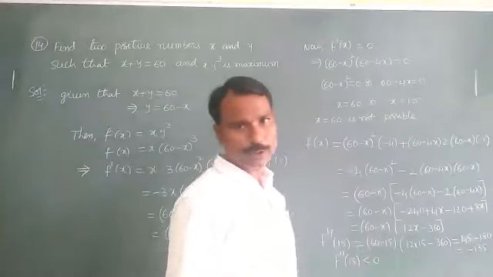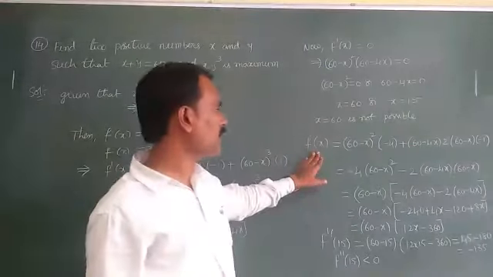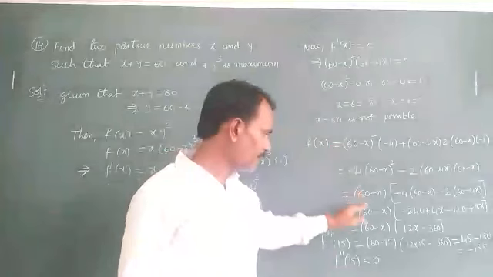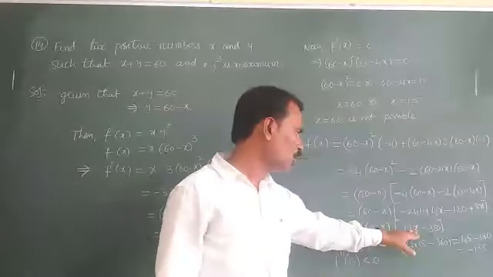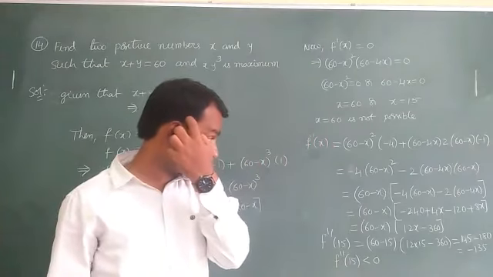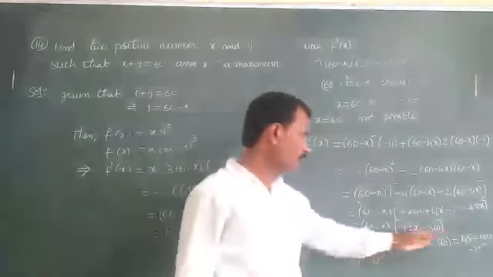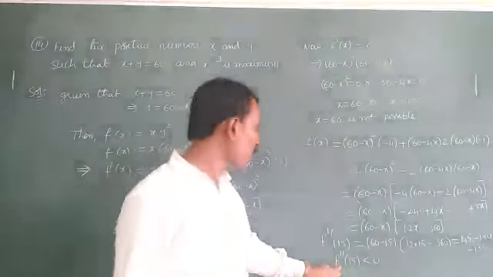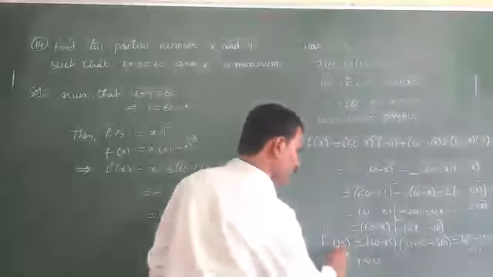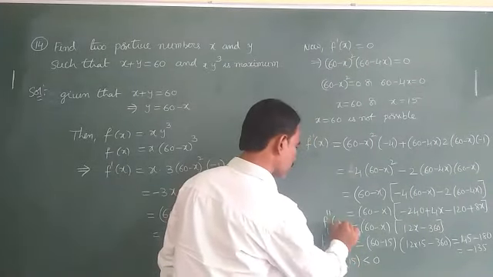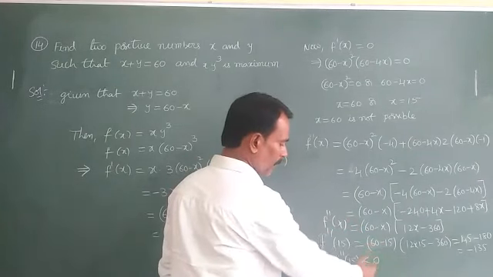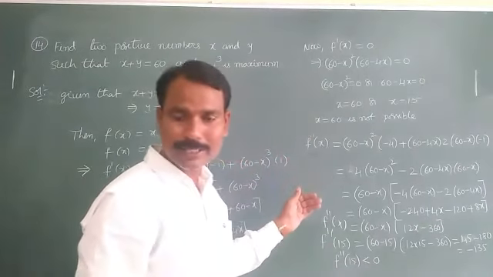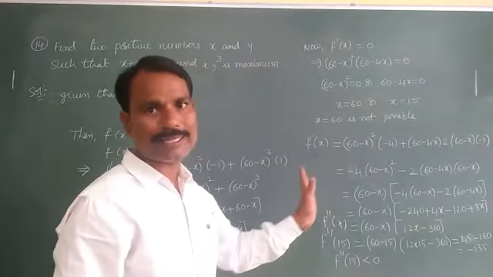So consider x equal to 15 as the solution. Now go for the f double dash of x. This is the first derivative. Take the double derivative. You will get the expression like this: (60 minus x) into (12x minus 360). In that, if you substitute, definitely you will get the negative value. F double dash of 15, I substitute 15 and I got the negative. F double dash of 15 is less than 0 means the double derivative is less than 0, means maximum. Maximum at x equal to 15.